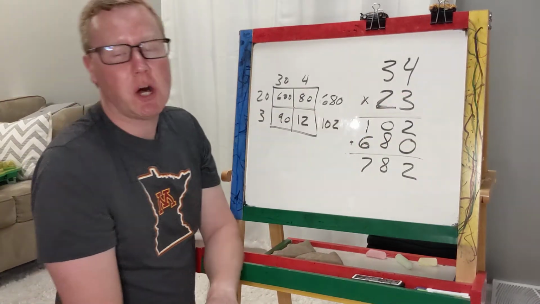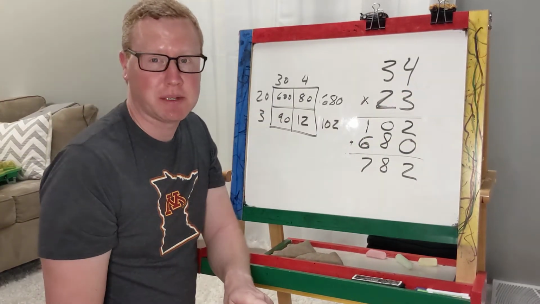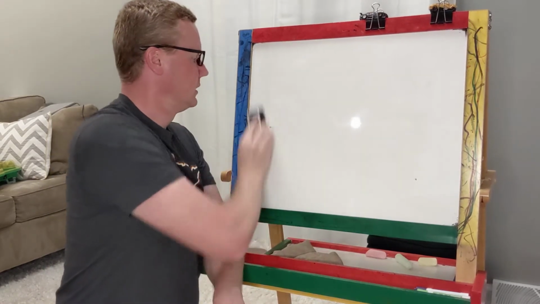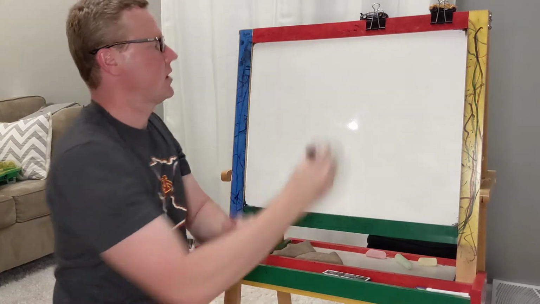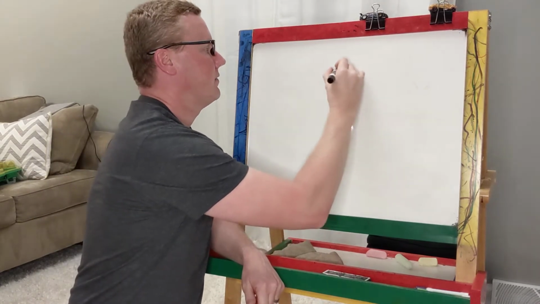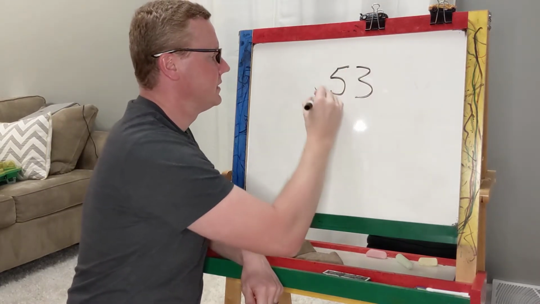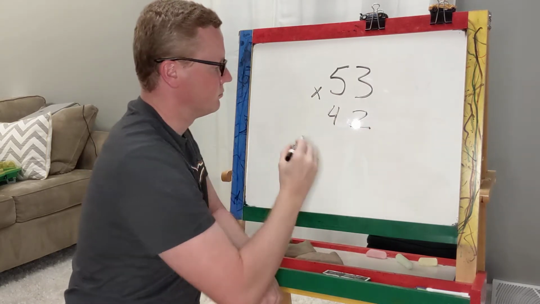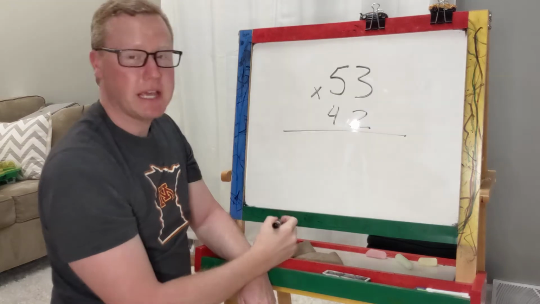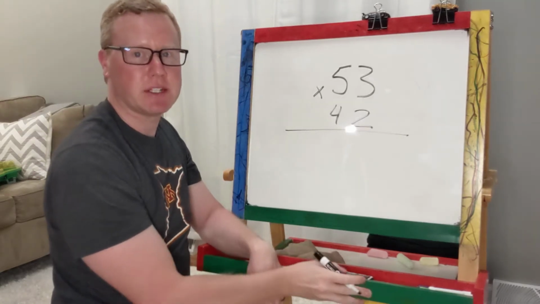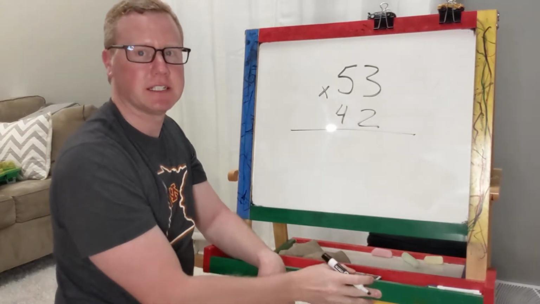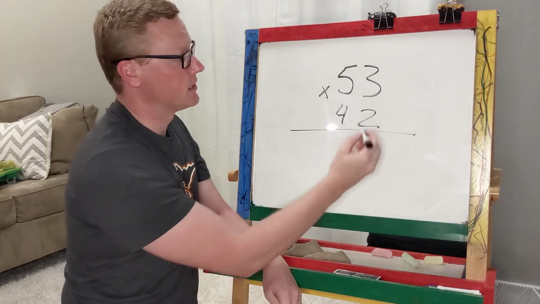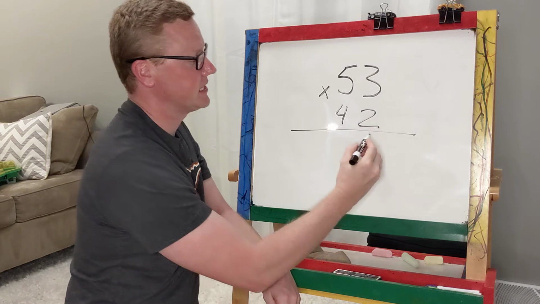Let's get back to doing a couple more problems of a 2 by 2 multiplication. Let's start with 53 times 42. Again, you're going to start the exact same way. So hopefully there's not too much of a glare there for you guys. You're going to start the exact same way you would have as if you're doing the ones. So we start with 2 times 3 is 6.